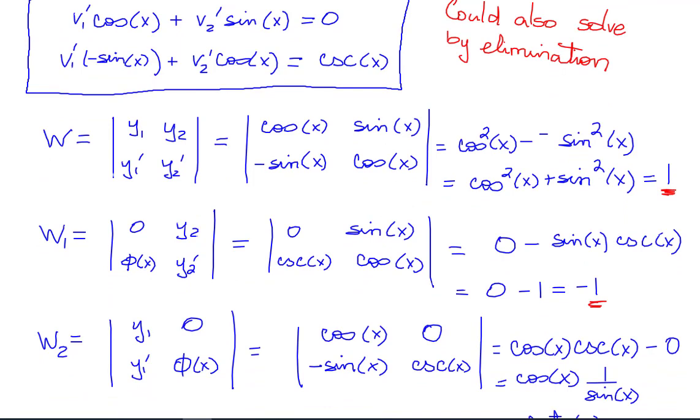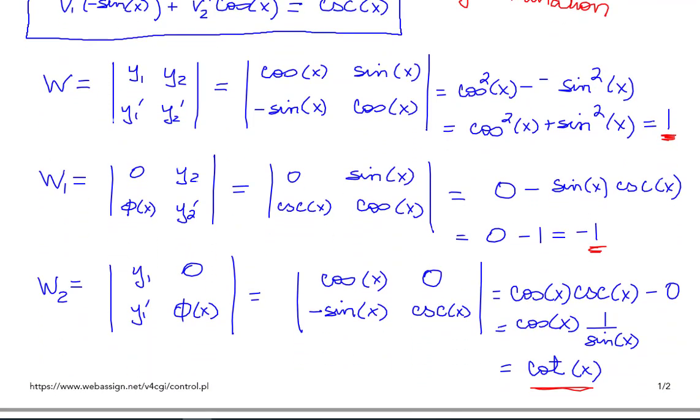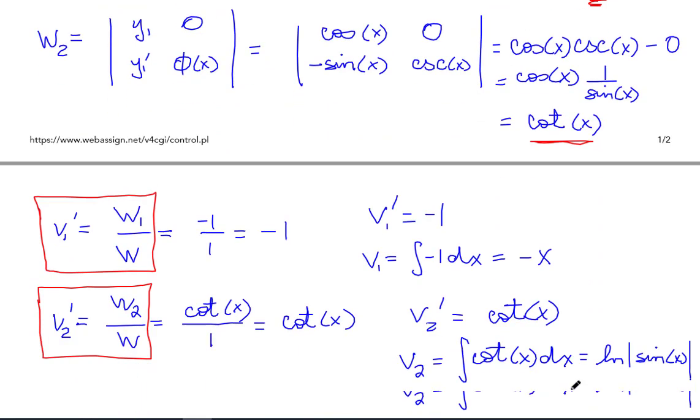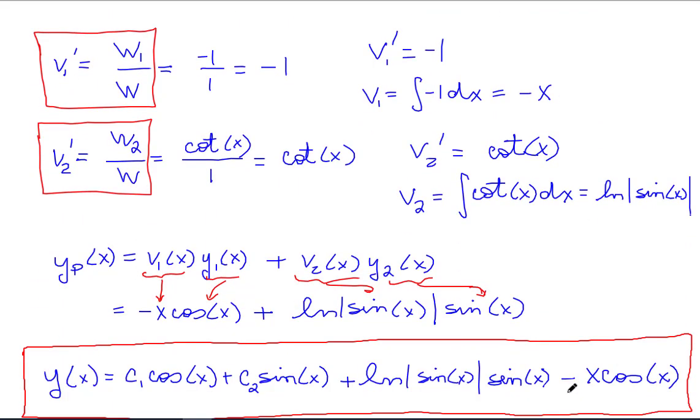To get the top of my other answer, I put the right hand side in column 2, and column 1 is y1 and y1 prime. Alright, so what do I get? I get cosine x times cosecant minus 0. Well, let's see, cosecant is 1 over sine, so cosine over sine is cotangent. So far, so good.